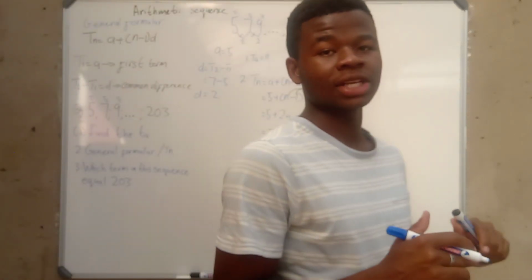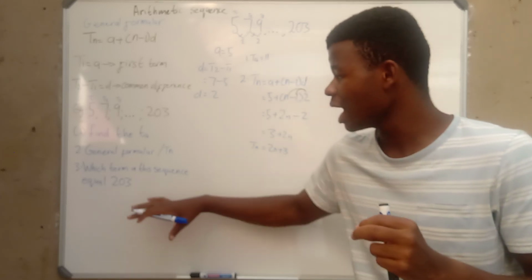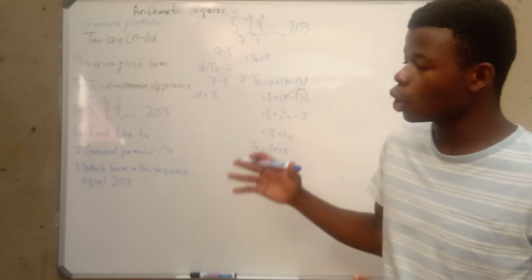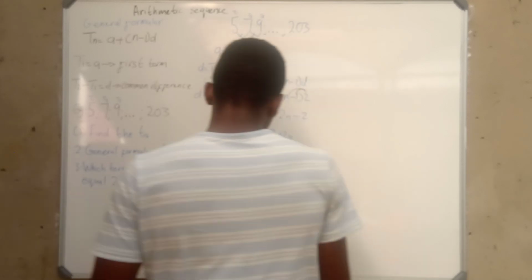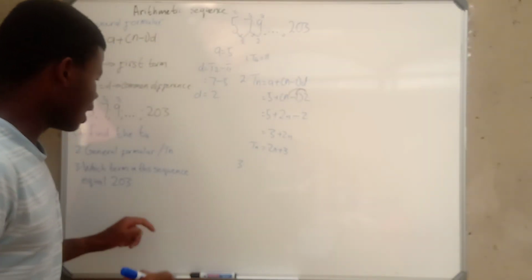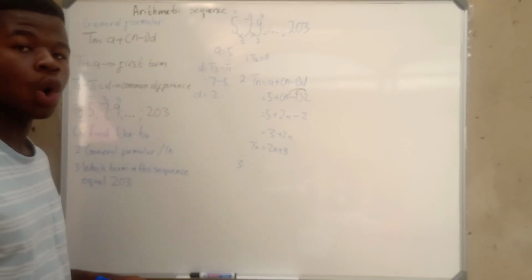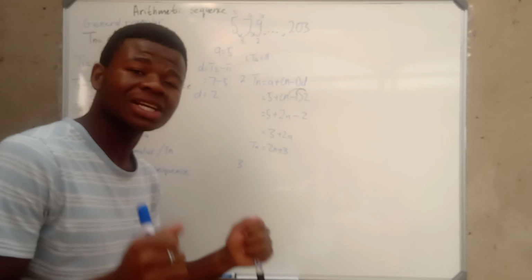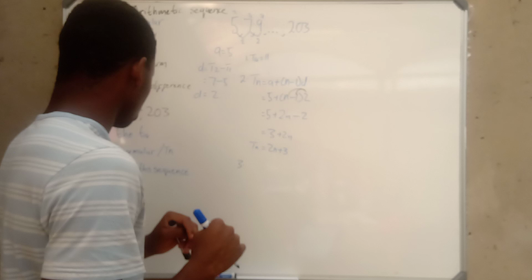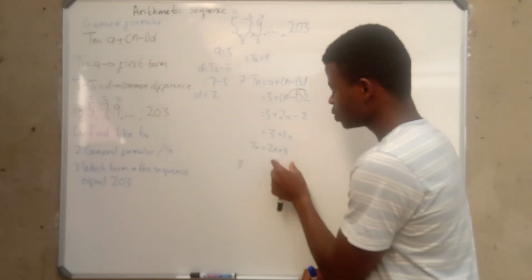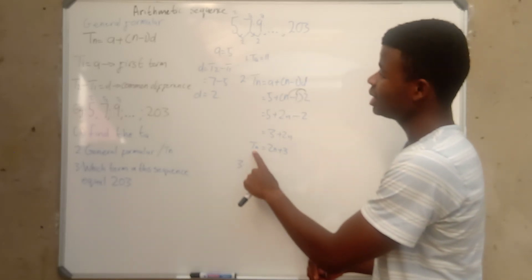Guys, listen to me. These are exam questions. So if you don't hold on to the procedure, you're going to have a problem when you are writing. Then number 3 says: which term in this sequence equals 203? So guys, if you are given a question like this, don't panic. You are going to take the Tn, and where you see 203, you are going to put it where you see Tn.